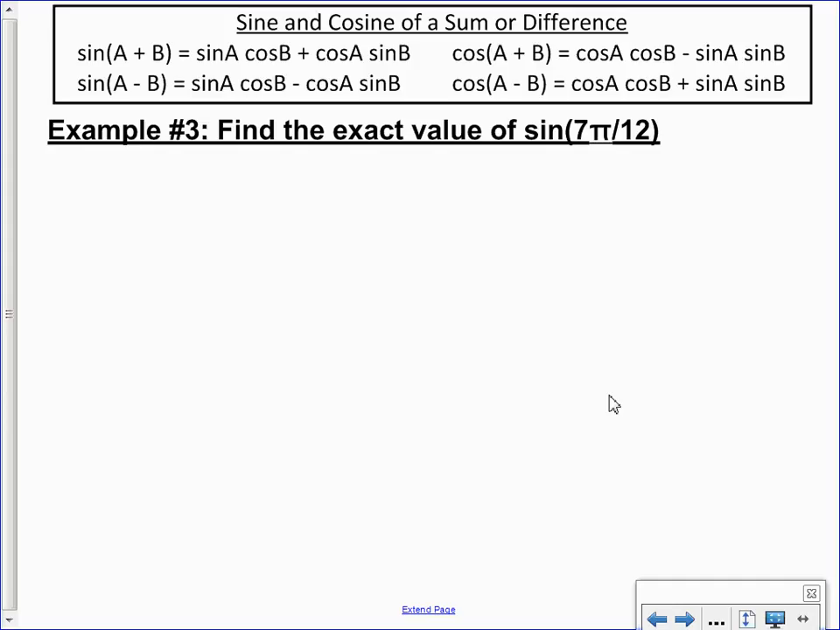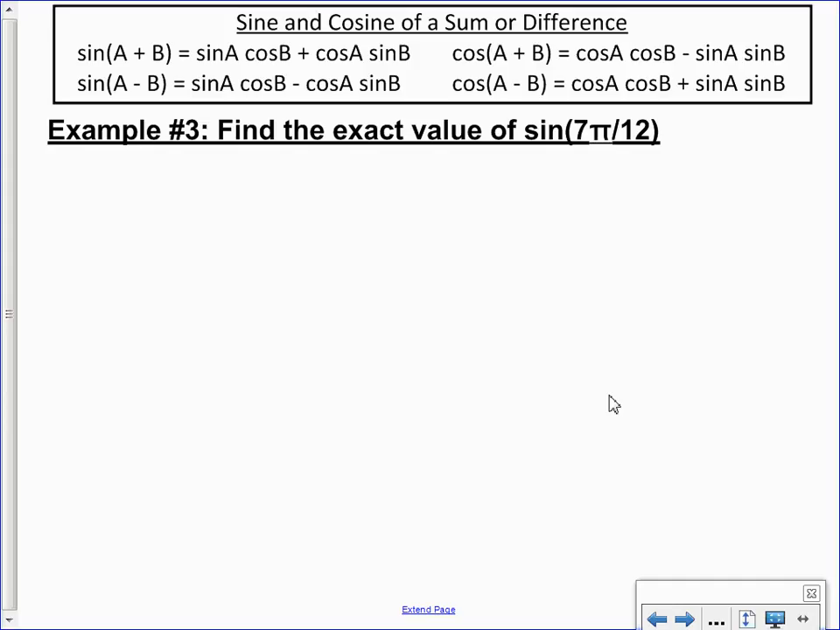There's no over 12. Here's how you think of it. There's no over 12 on there, but we do have an over 6, an over 3, and an over 4, which are all multiples of 12. So you want to find a combination that will reduce down to a 6, a 3, or a 4.